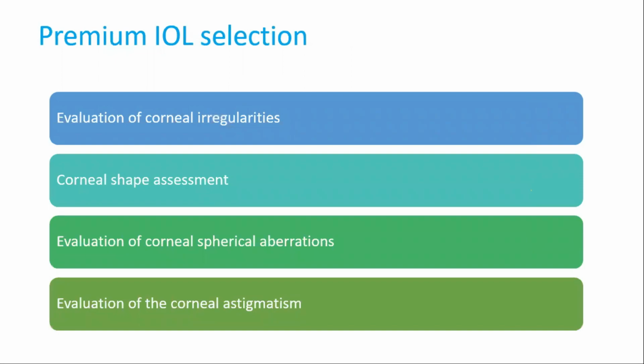So, moving on to premium IOL selection, which can be done in 4 easy steps using Pentacam. First step is to evaluate the corneal irregularities. Second step is to see the corneal shape. And third step is to evaluate the corneal spherical aberrations. And fourth is to evaluate the corneal astigmatism.